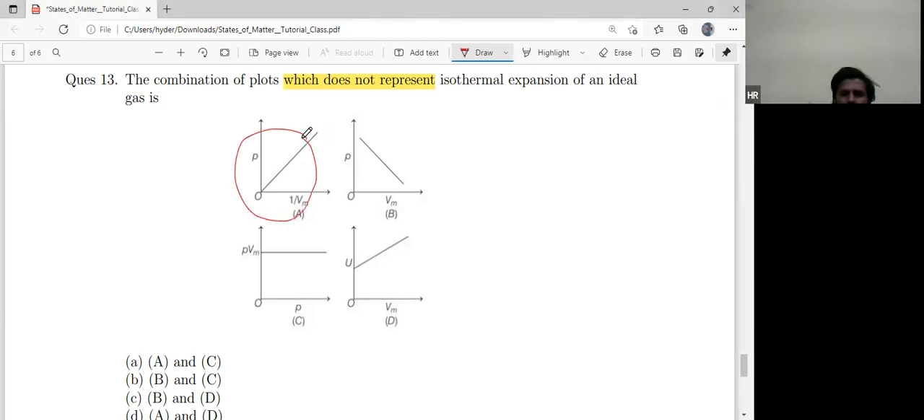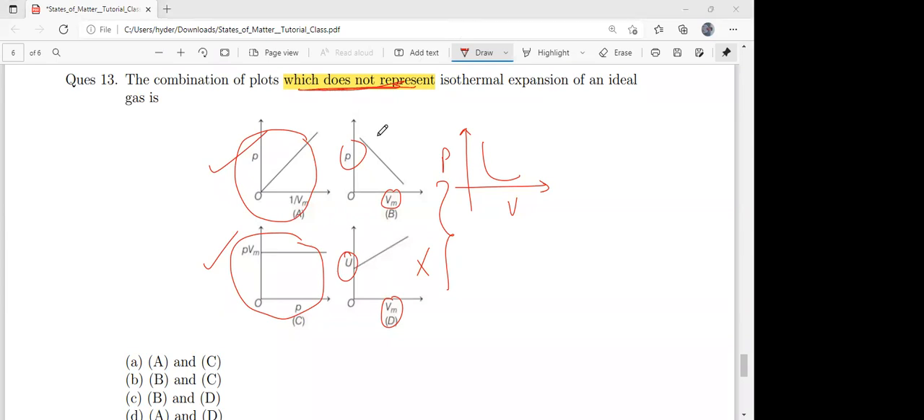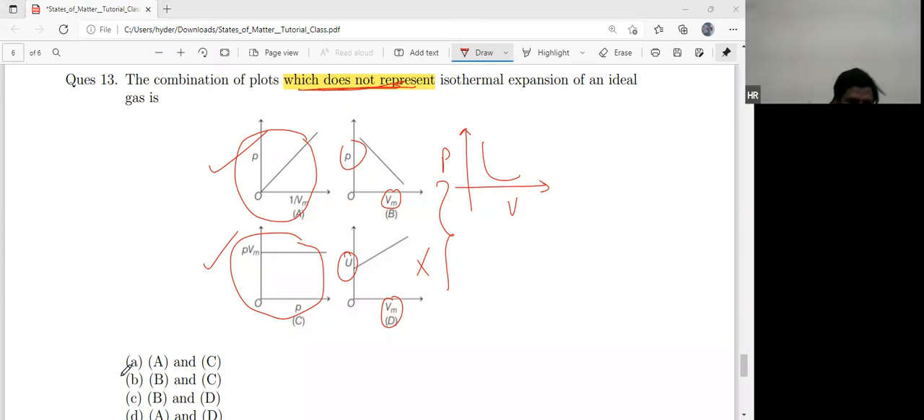See here, this graph I already discussed. This is possible. This graph is also already discussed. This is possible. This graph is wrong because when we plot P versus V, it will be like this. That is the wrong answer, Muhammad Irfan. And U versus V is also a wrong answer. So which does not represent? That's why I just highlighted this part. Irfan, you told me that. Sir, I said which represent. Sorry, sir. That's why I just highlighted it. So the answer will be C.